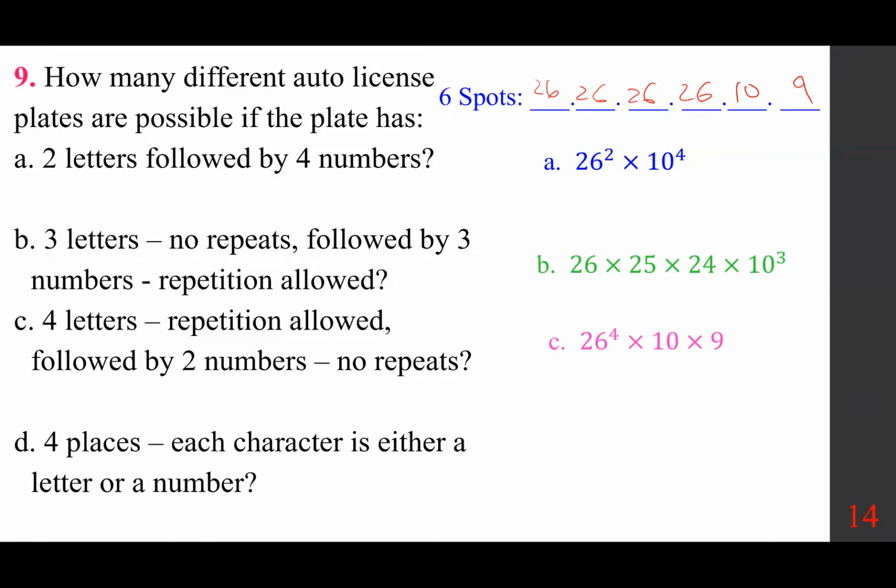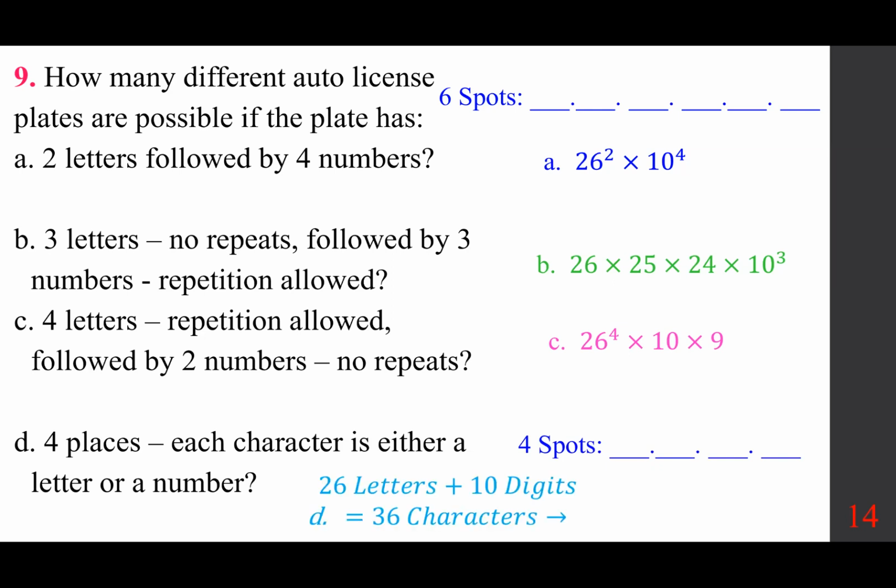The next one, we're going to have only 4 places. Each character is either a letter or a number. As you know, if we go this route, we have only 4 spots. And now we have 26 plus 10, 26 letters plus 10 digits. We do have 36 characters, which makes it 36 to the power of 4.